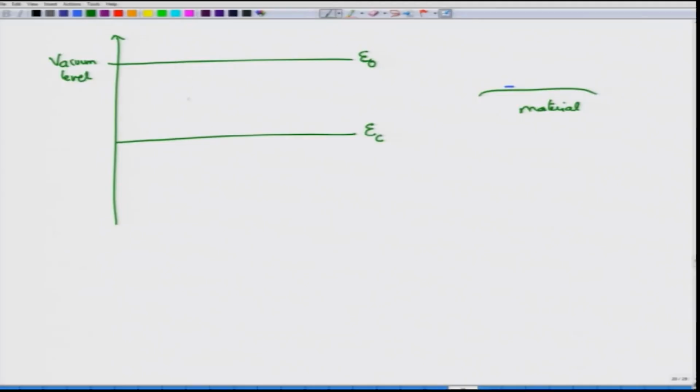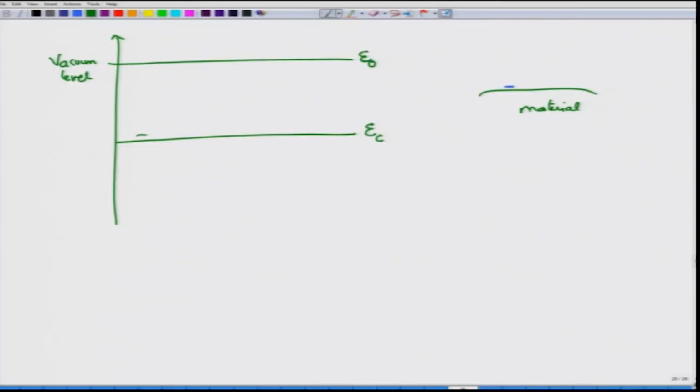So, as you keep going below and below, there is a certain energy level E c. And if an electron is somehow present in the region between E 0 to E c, then when an electric field is applied, this electron will move according to the electric field applied across this material.